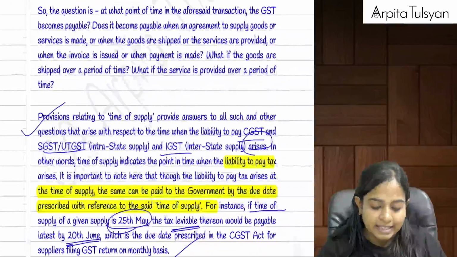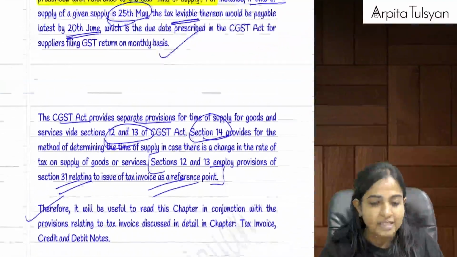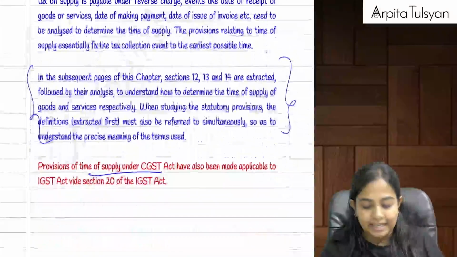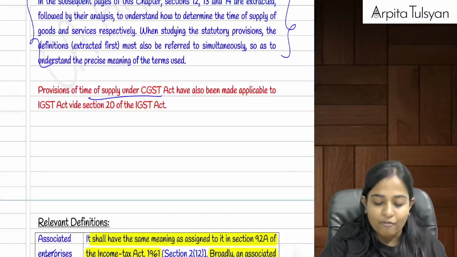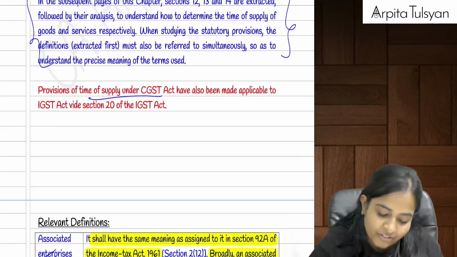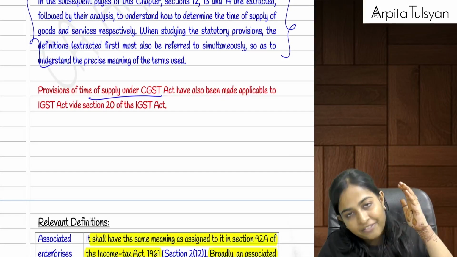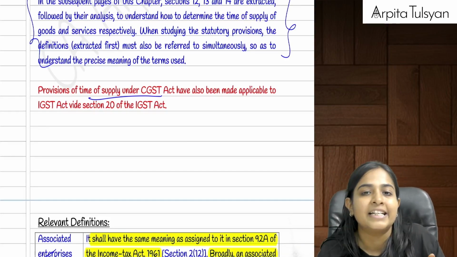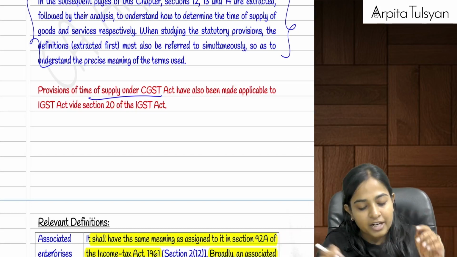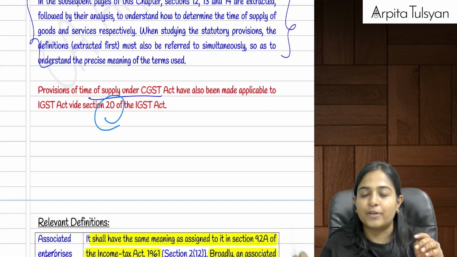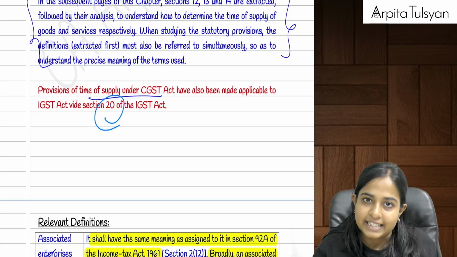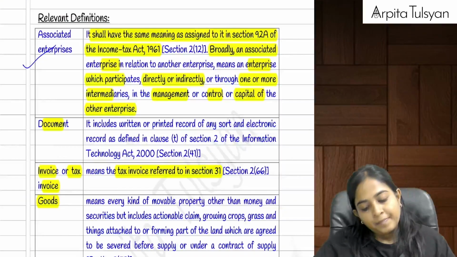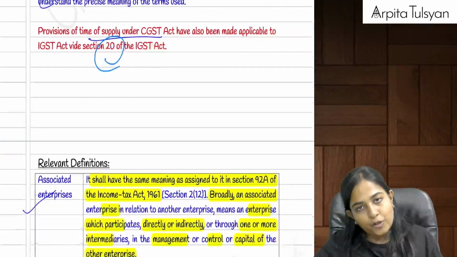So all these things are given here in the introduction, which is given in the book already. Now after that, let's go to one more thing. They have also given us the reference. Just like you have section number 12 and 13 in your CGST Act, corresponding provisions for interstate supply of goods and services are covered under section number 20 of the IGST Act. I hope I am very clear till here, everyone. And that was your introduction part.